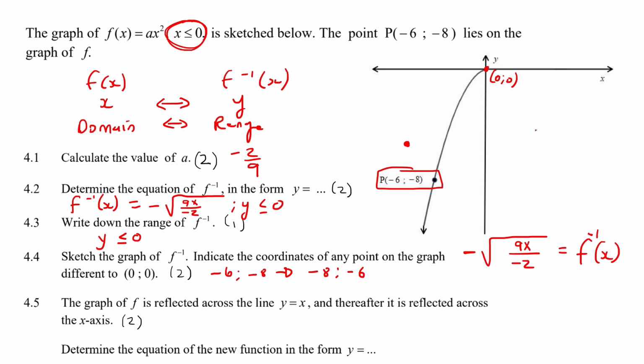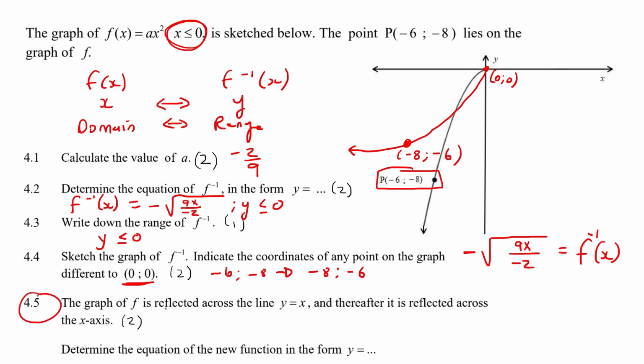You also have to remember your basics of parabolas. Parabolas are like that, and the inverse would usually go like that, right? If you have an upside down parabola, then the inverse would typically go like that. But now we only have this dot and this dot, so we just have this part here. So we're just going to go like that. We put the coordinates (-8, -6), and that's everything. So indicate the coordinate of any point on the graph different to (0, 0). We've done that.